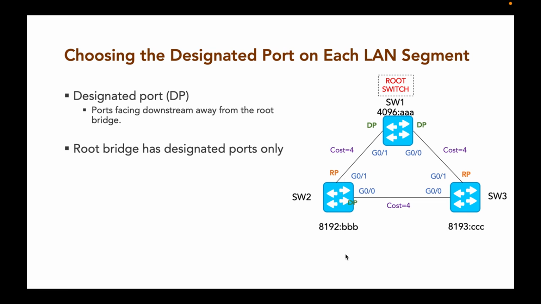The switch with the lower cost to reach the root among all switches connected to a segment becomes the DP on that segment. You can call this switch a designated switch and its interface is called a designated port. And all other interfaces are placed in blocking state and will not forward frames.